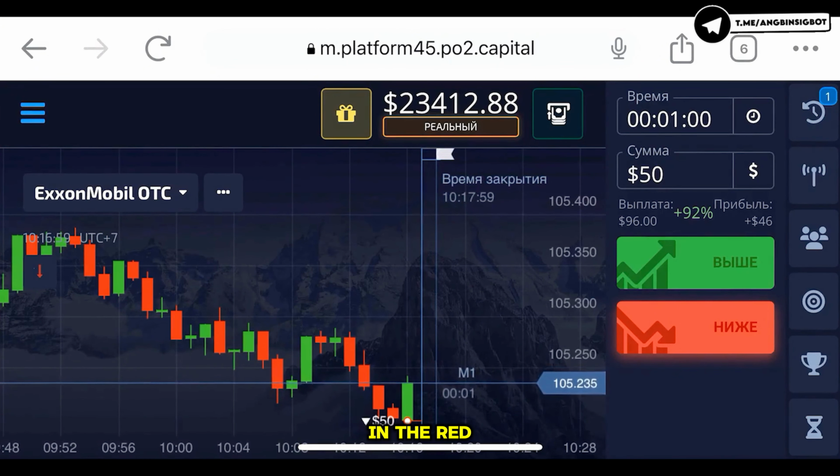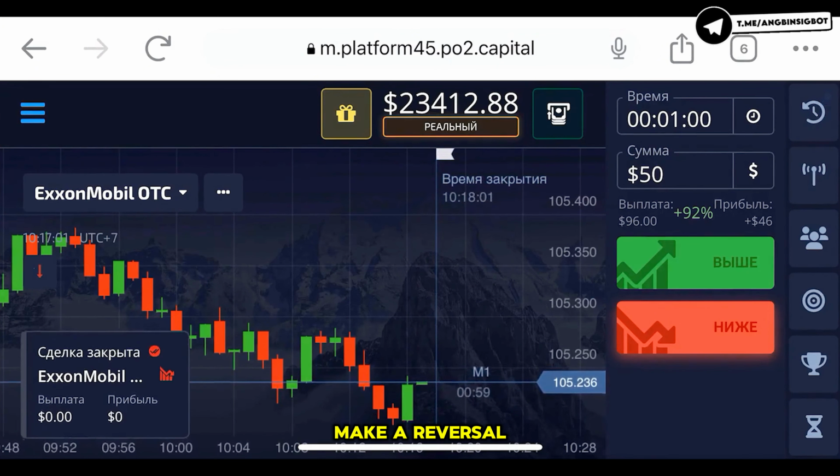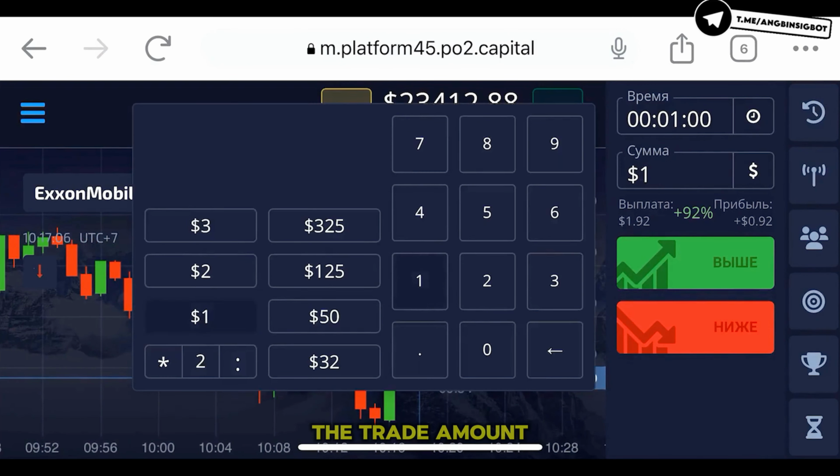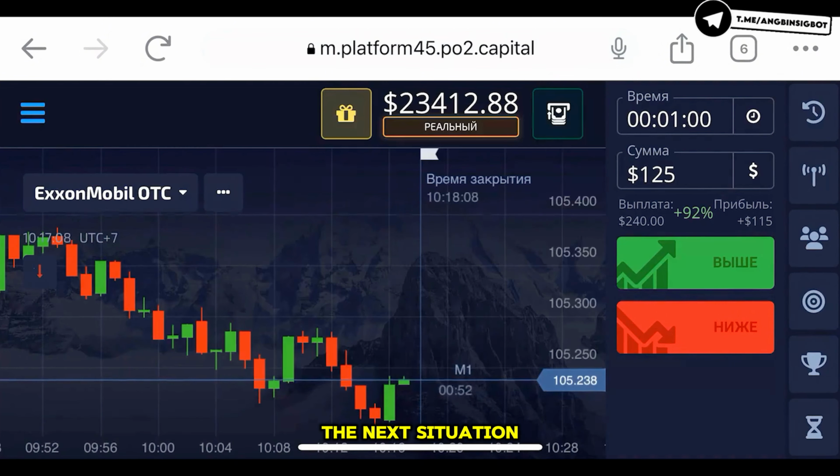The trade is in the red. It was on my candle that I decided to make a reversal. It makes sense, the price was at the very bottom, so I increase the trade amount and look for the next situation.